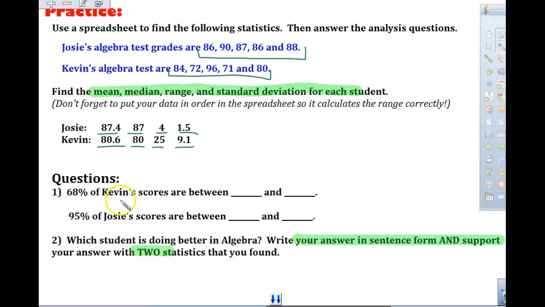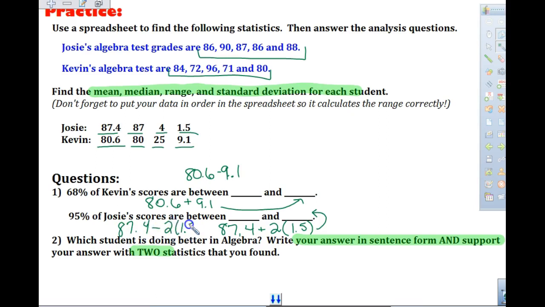To find 68% of Kevin's scores, we are going to take 80.6 and add 9.1 for our number here. We are going to take 80.6 and subtract 9.1, right? Kevin had a lot of spread in his tests. Josie's were much closer together. So to find 95% of Josie's, we have to take 2 standard deviations. So we're going to take her 87.4 plus 2 times the standard deviation, 1.5. That's going to give me this number. To find the bottom number, I'm going to take 87.4 and subtract 2 times 1.5, or subtract 3.